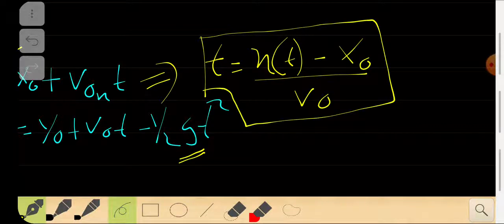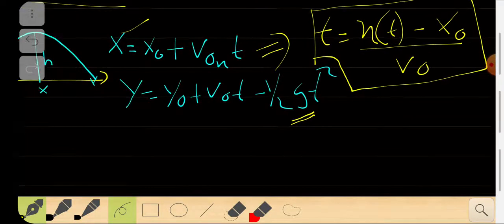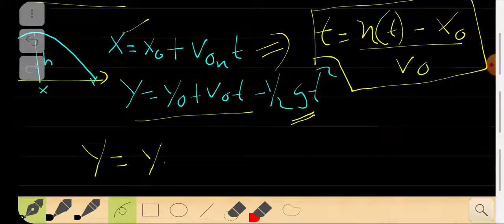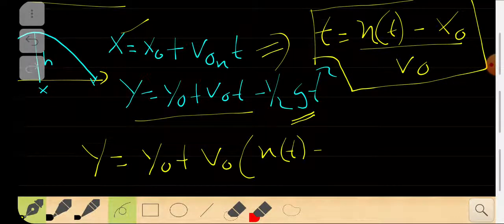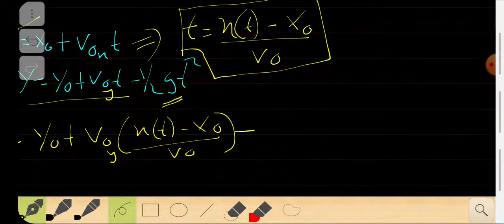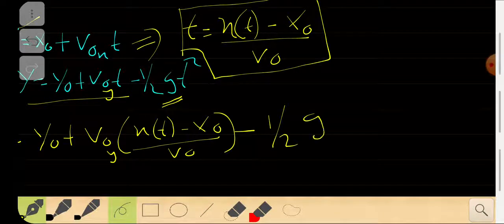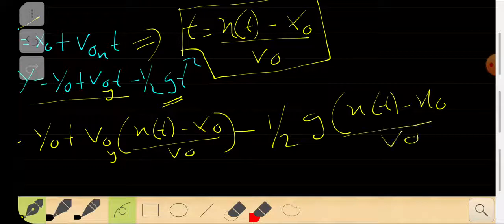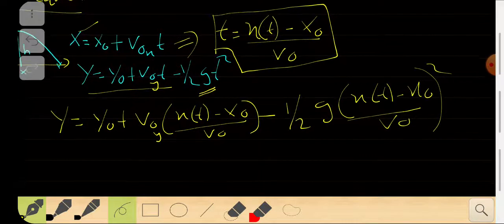So we got the time. Now we can substitute this time back into this equation, and you get y equal to y0 plus v0 y times x of t minus x0 by v0x, minus half g times x of t minus x0 by v0x, the whole square. So that will be the y equation.